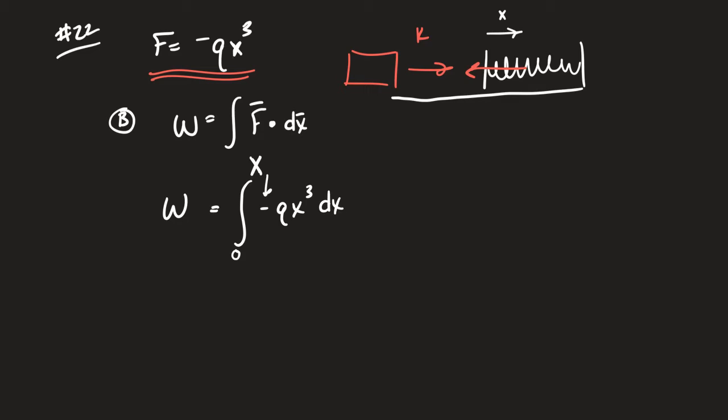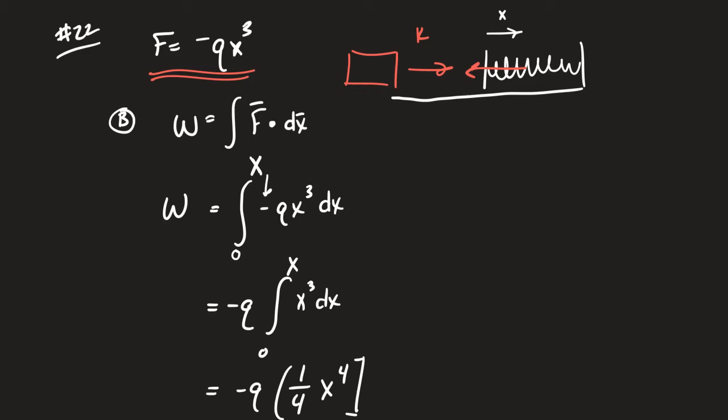So to find out the amount of work done on the spring, I'll do a little bit of calculus here. First, I'll bring that negative q out front. And I'm going to integrate from 0 to x of x cubed dx. My recollection here is that this is a standard polynomial. So I'm going to add 1 to the exponent and divide by the new exponent, which will give me 1/4 x to the 4th evaluated from 0 to x. This will be the work done.